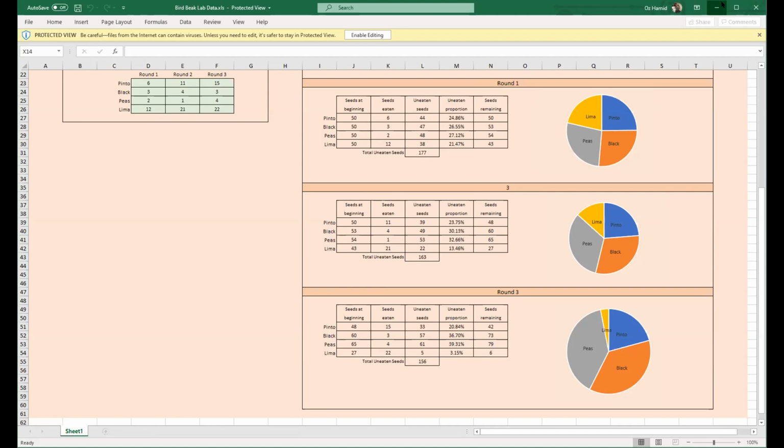So here's some hypothetical data that they collected. And you want to notice the trends. You want to notice the trends in beak size. So from 1977 to 1981, we see a preference for larger beaks. So what can this suggest about the climate? What can this suggest about the seeds available?